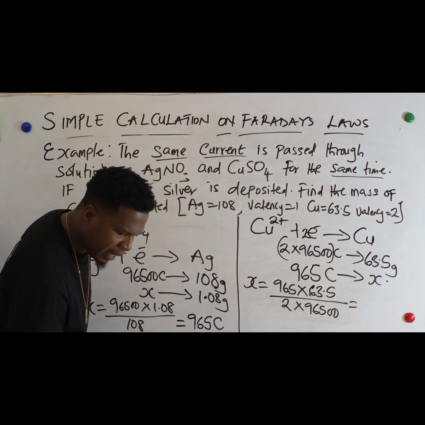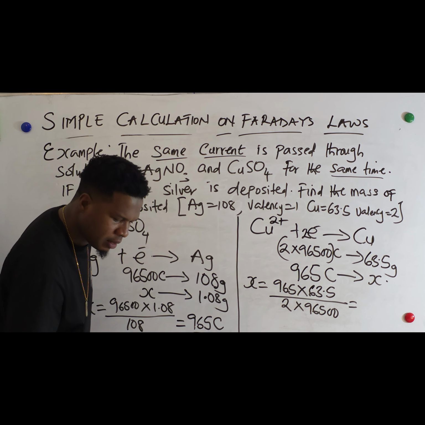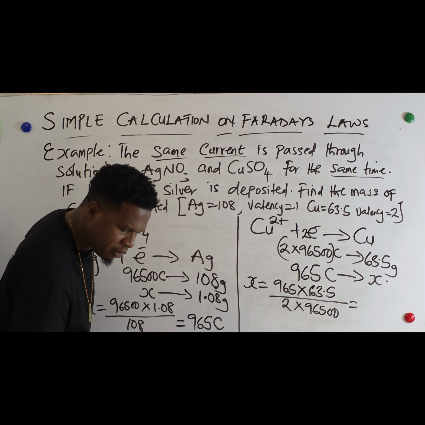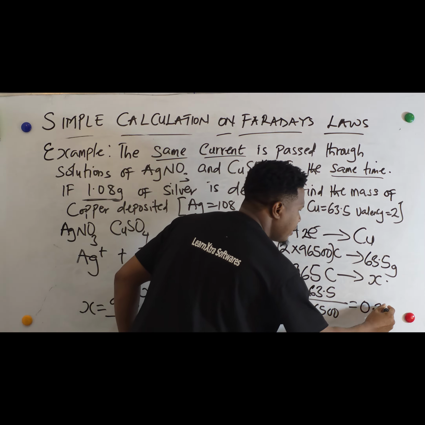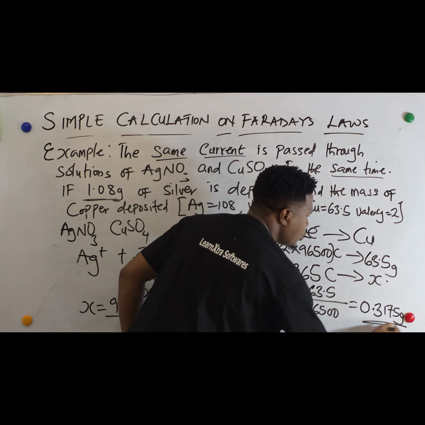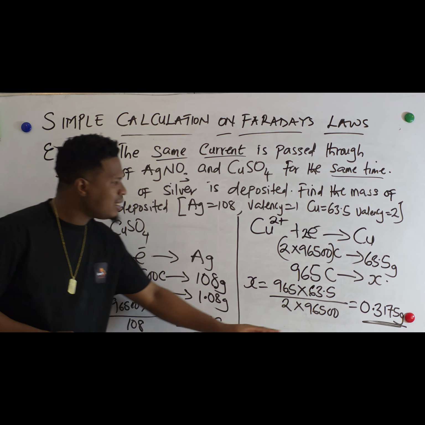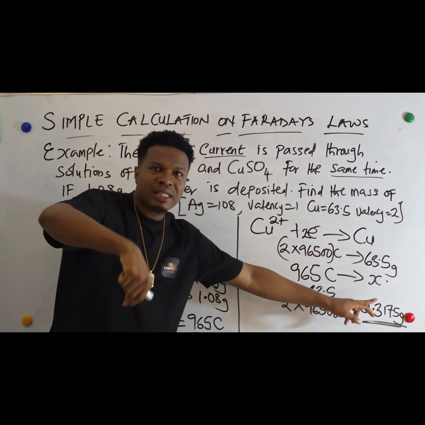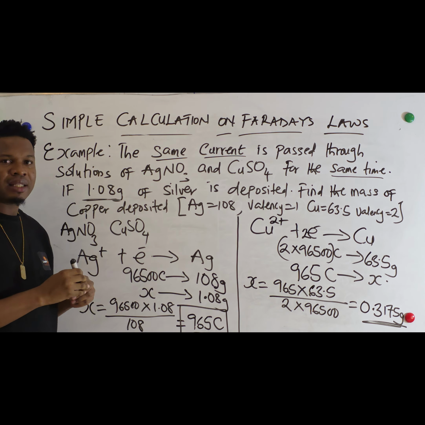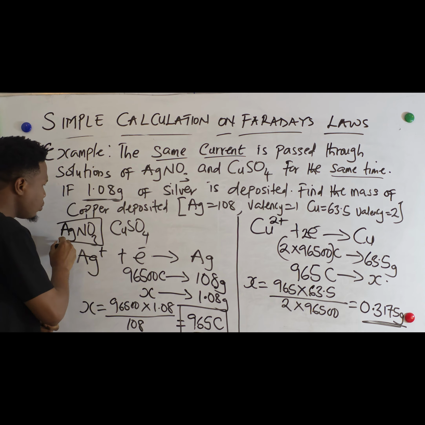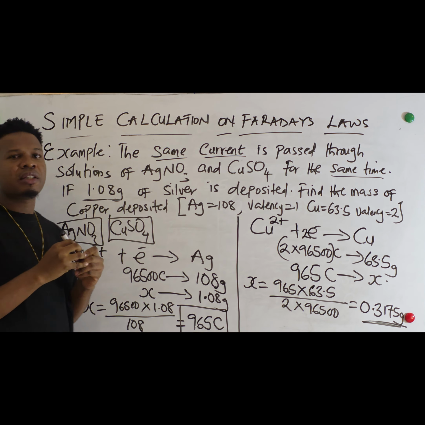So let's quickly punch this in the calculator. We're going to have 965 times 63.5, divided by 96,500, and lastly divided by 2. So we're going to have 0.3175 gram. This is the mass of copper that will be deposited when the same quantity of current is passed through the silver nitrate solution and also the copper sulfate solution.